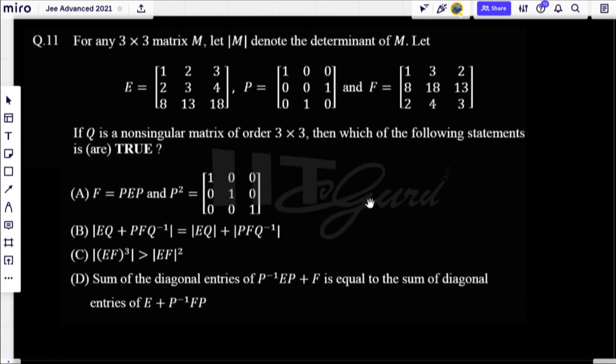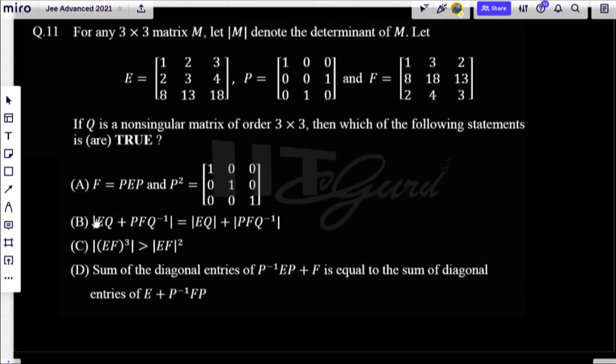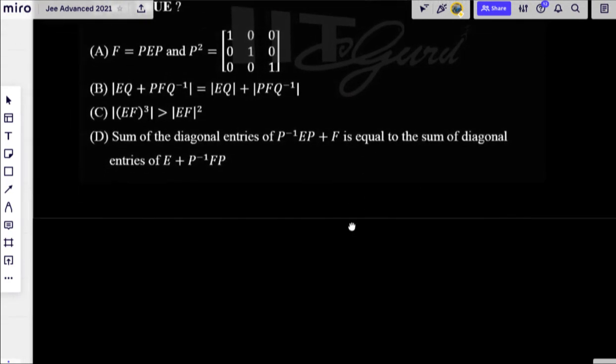Question number 11 belongs to matrices, with more than one correct option. So we have to go through the options. As the E matrix is given, P is here, and F is also given. So you see, F equals PEP. For PEP, let me make it P square and then multiply with this E, and then we will go for this one. Okay, let's see.